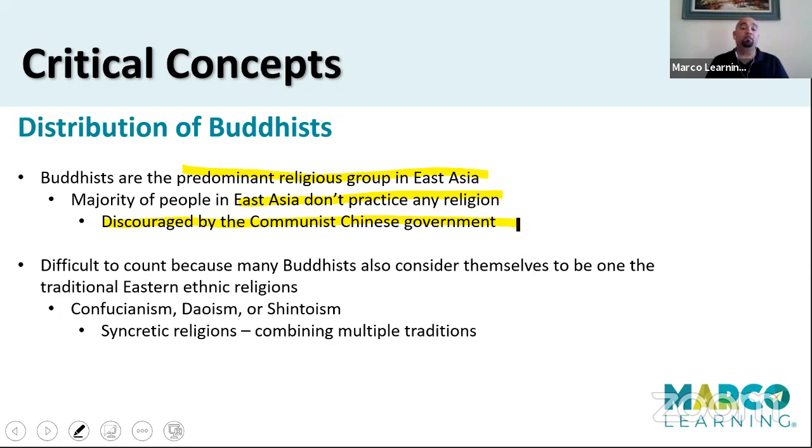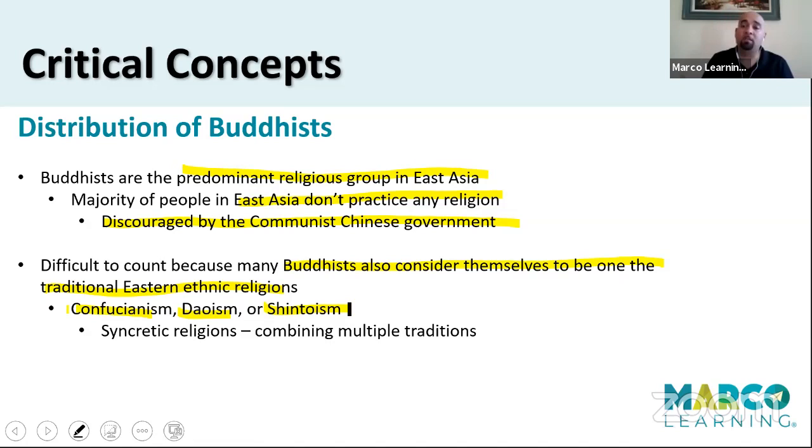All right, continuing. Difficult to count because many Buddhists also consider themselves to be one of the traditional Eastern ethnic religions. Many also consider themselves to be Confucianist or Taoist, traditional ethnic religions, folk religions in China, or Shintoism, which is the ethnic religion of Japan. So you can be Buddhist and one of these three. So getting a feel for counting them is tricky. Like in Japan, for example, depending on how you define it, you either have a very small number of Buddhists or almost everybody's a Buddhist, depending on how tight you make that definition.